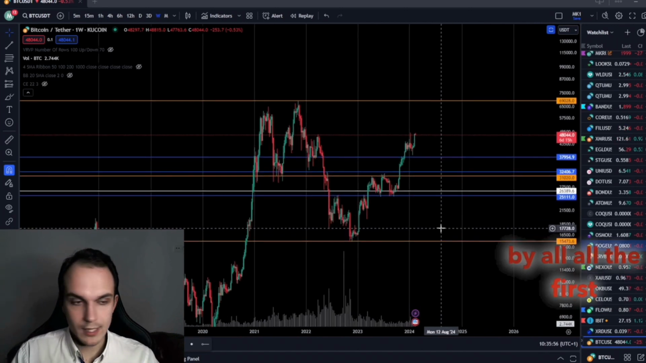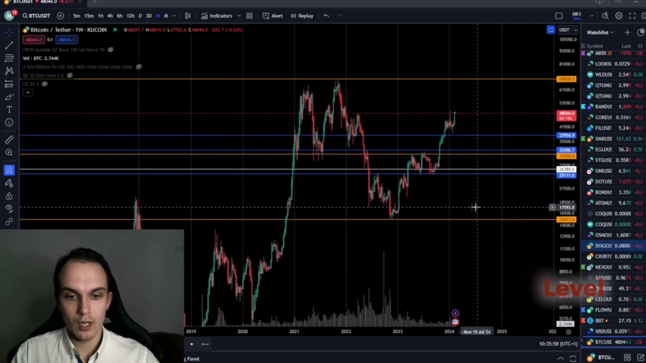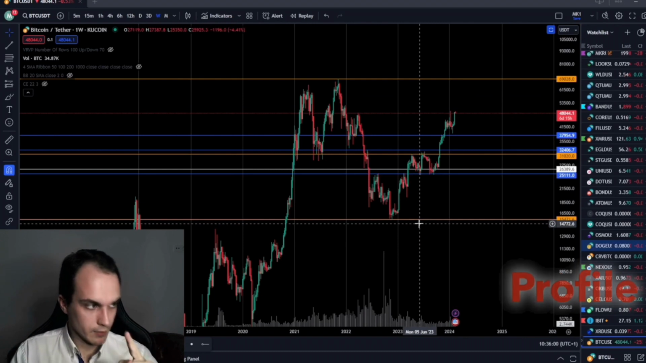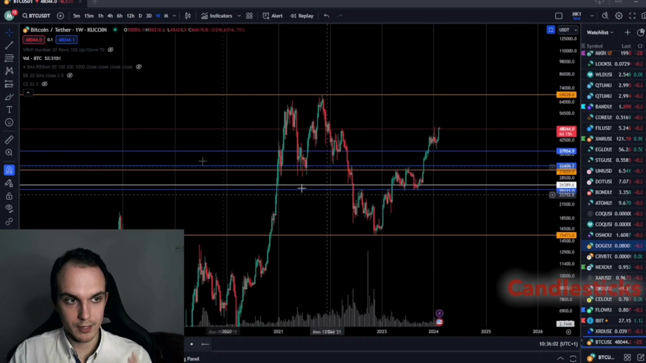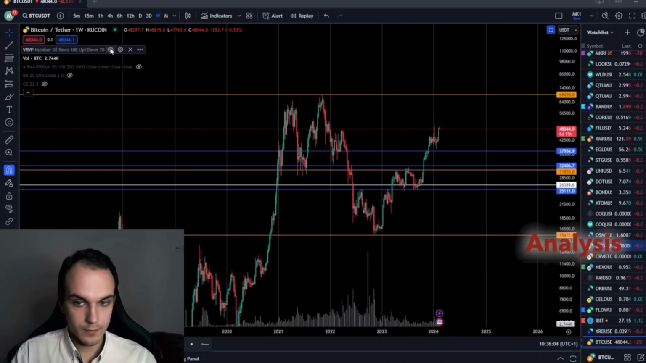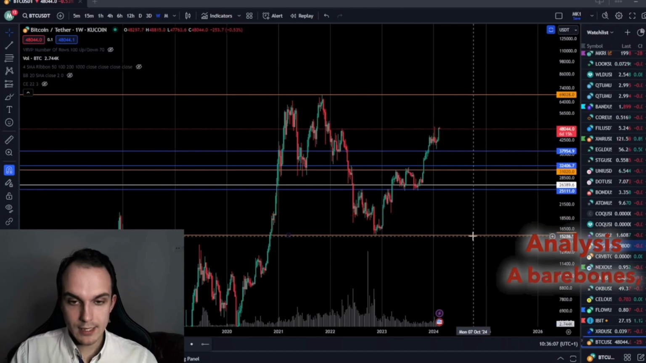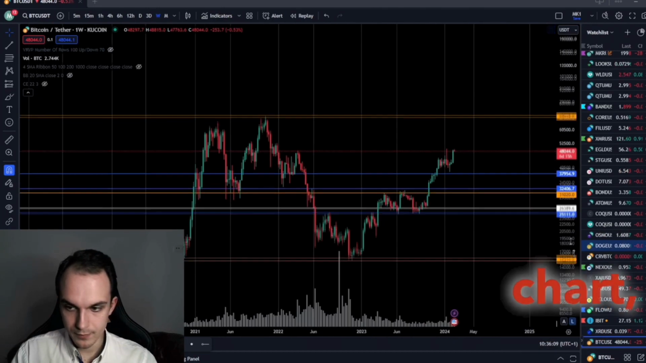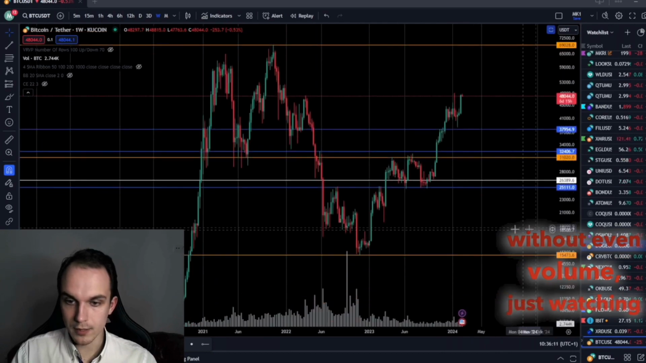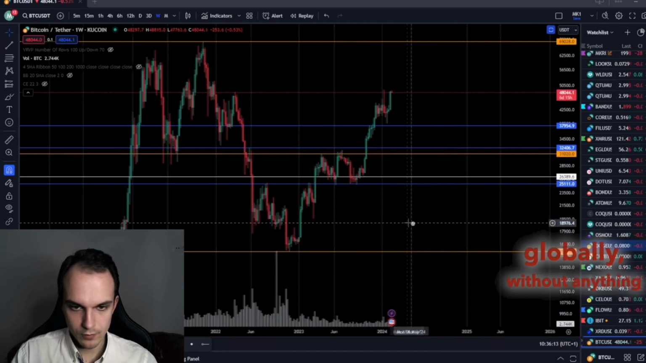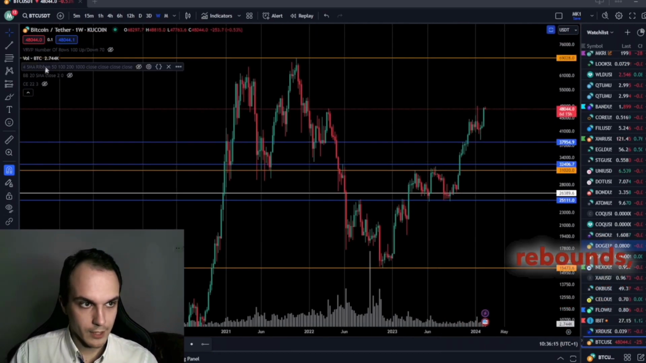Here's how we find the levels. First, and the largest, is the volume profile method. Second, the liquidity map. Third, by candlesticks, candlestick analysis: a bare bones, straightforward analysis of the chart without even volume, just watching it globally, where we had rebounds and where we had a price break.